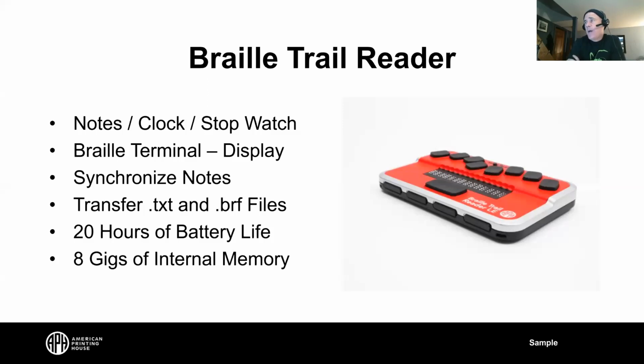There's a clock and a stopwatch that's built into it. It also has a Braille terminal function or Braille display function that allows you to connect it with an iOS device or a computer. You're able to use it to synchronize notes between something like an iOS device and the device itself. In addition to that, you can transfer TXT and BRF files between a computer, specifically a PC, and the Braille Trail Reader. It has 20 hours of battery life, and it has 8 gigs of internal memory.